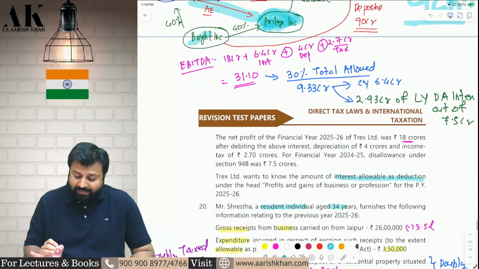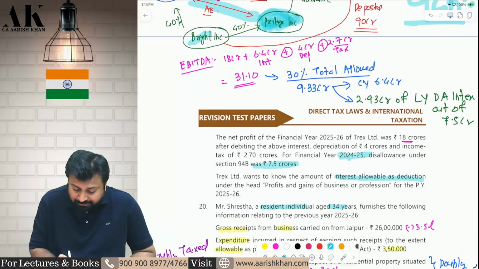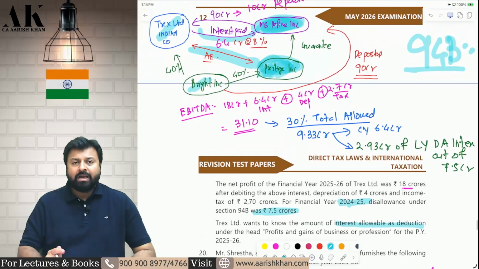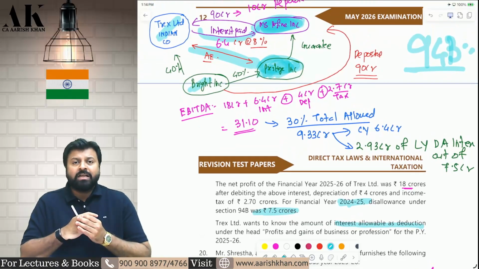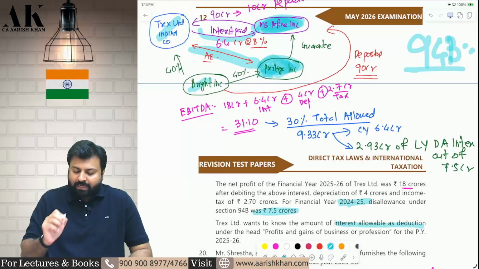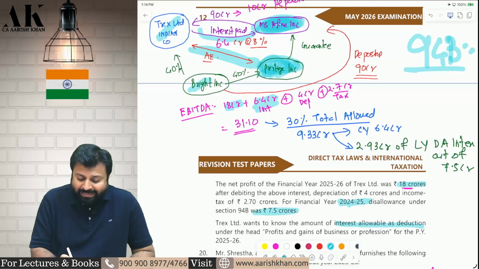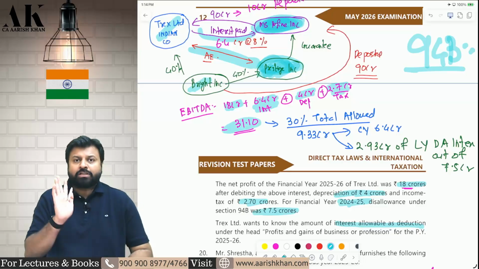Now, the question is that there is some disallowance of last year also. Last year also some disallowance is there of 7.5 crore under 94B. How much can we claim in the current year as a deduction? We can claim up to 30% of EBITDA. For that, we need to find out EBITDA. EBITDA is how much? 18 crore is your net profit. Add interest in that, 6.4 crore. Add 4 crore depreciation and add 2.7 crore tax. 31.1 crore is your EBITDA.